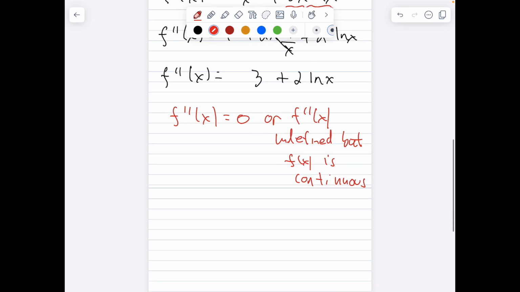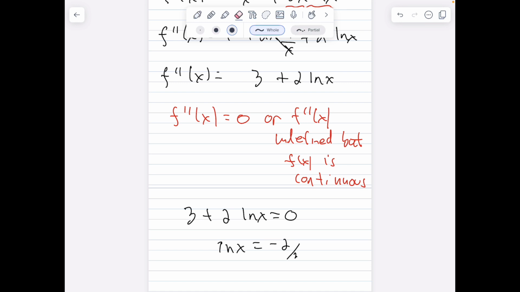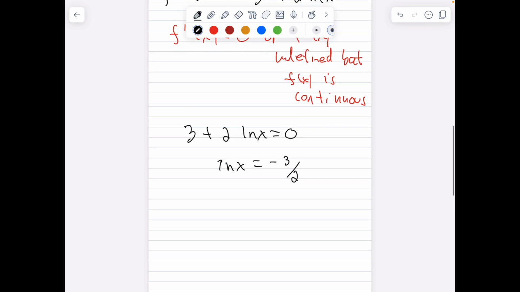So where's my second derivative equal to 0? 3 plus 2 ln of x equals 0. ln of x equals negative 2/3. Oh, I'm sorry, negative 3/2. My apologies. So x equals e to the negative 3/2. Okay. So e to the negative 3/2, if you plug that into your calculator, is less than 1 but bigger than 0. Okay. So that's one of our points.